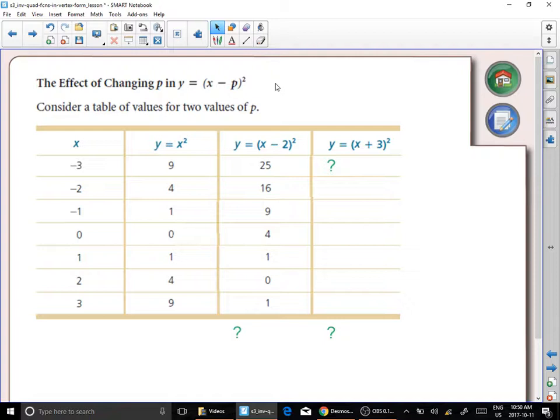Looking at negative 2, minus 2 is negative 4. Squared is 16. Negative 1 minus 2 is negative 3. Squared is 9. 0 minus 2 is negative 2. Negative 2 squared is 4. 1 minus 2 is negative 1. Squared is 1. 2 minus 2 is 0. Squared is 0. And 3 minus 2 is 1. Squared is 1.